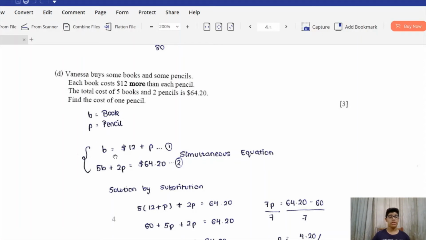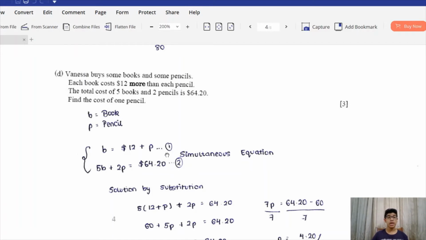And this is an equation to the degree of 1. So the first piece of information says that a book, so B, is equal to a pencil plus 12. Because this is $12 more than each pencil, so 12 plus P. So B equals 12 plus P. That's equation 1. Equation 2 says that 5 books and 2 pencils is equal to $64.20. So 5B plus 2P is equal to 64.20.